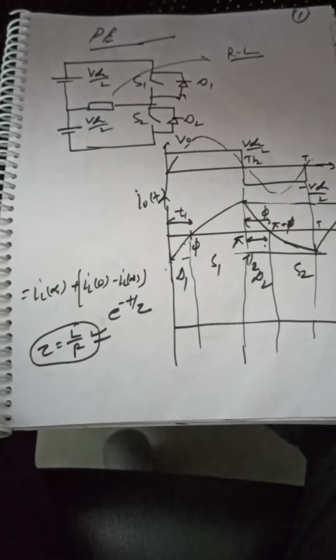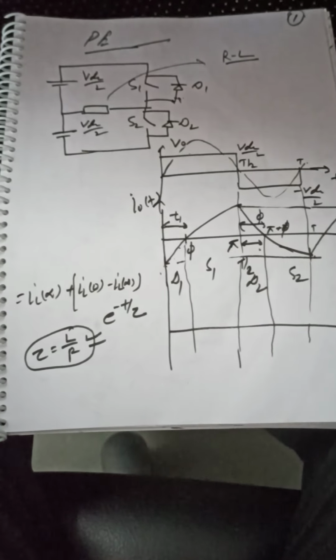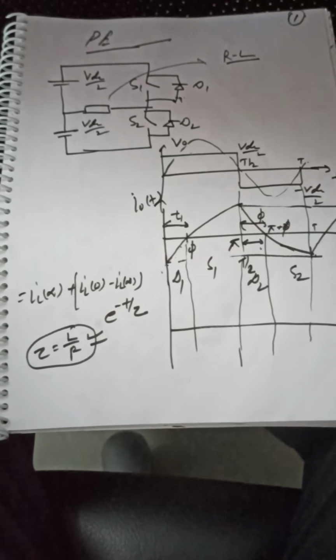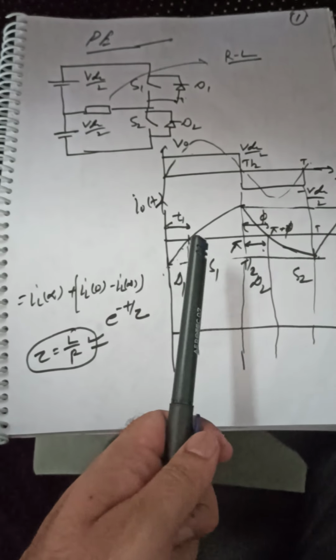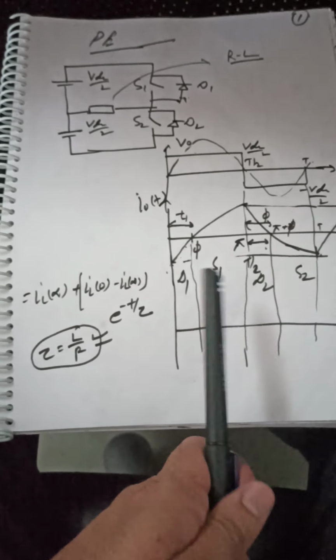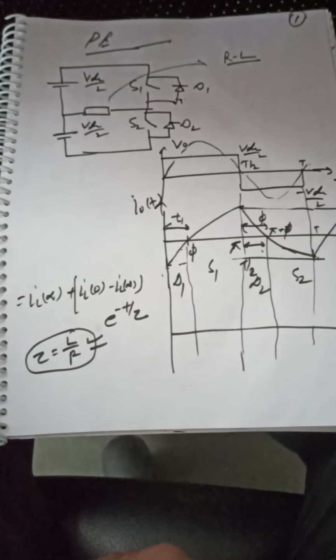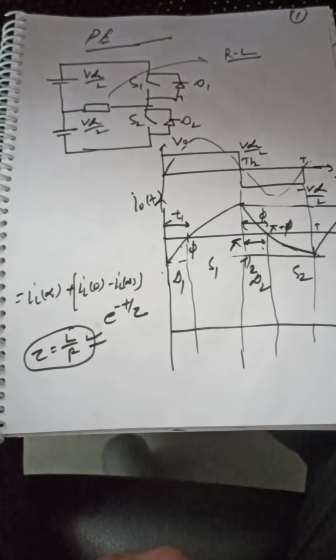When the voltage is positive, that is in this part, you can easily sense that the current is negative. Positive voltage, current negative. So till phi, D1 will conduct. I think this is quite clear. Till phi, D1 will conduct.